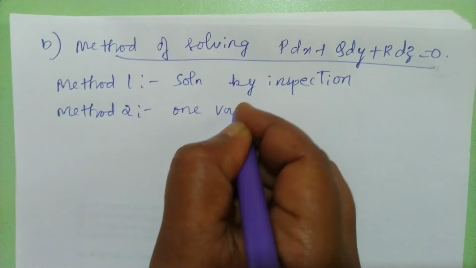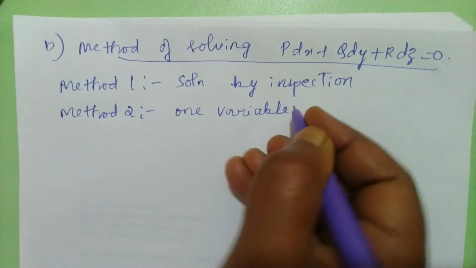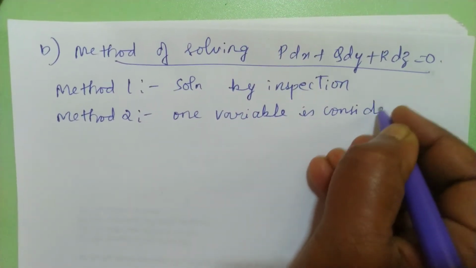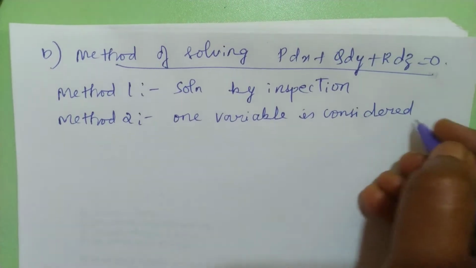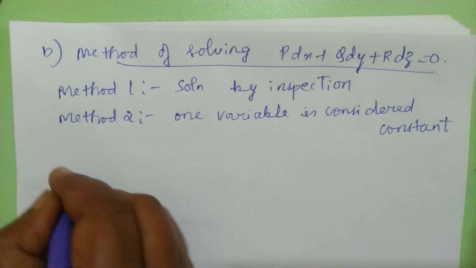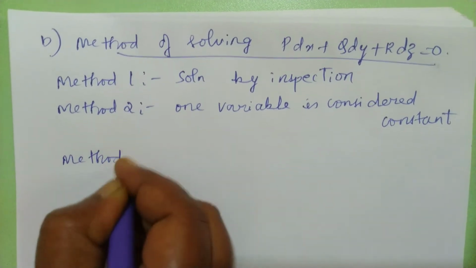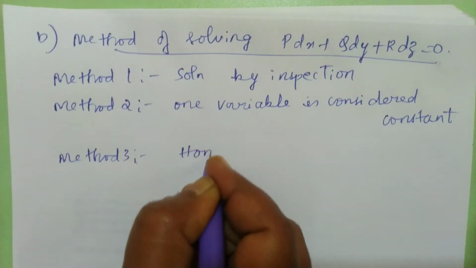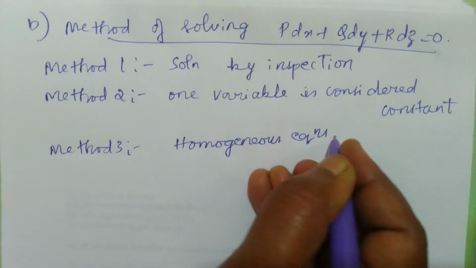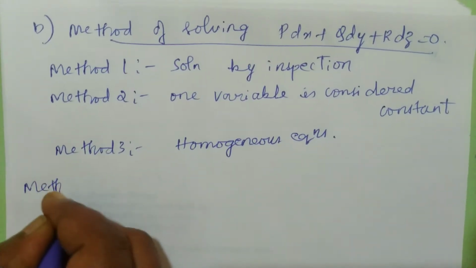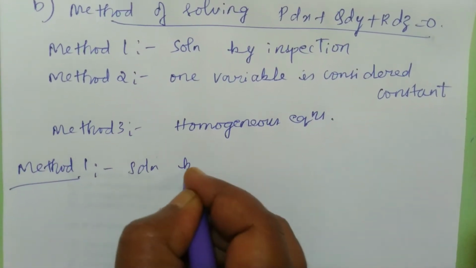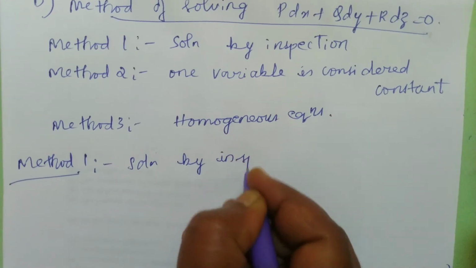The second one is one variable considered constant. If we have three variables, we consider one variable as constant, and then we are left with two variables. And method 3 is homogeneous equations. These are the three methods. Now let me take the first method, method 1, that is solution by inspection.